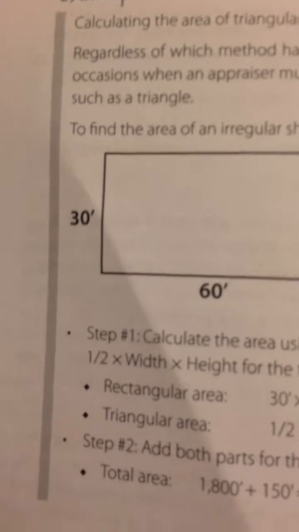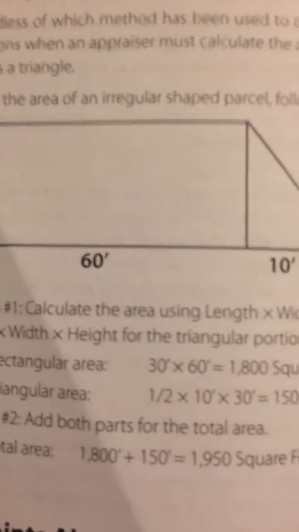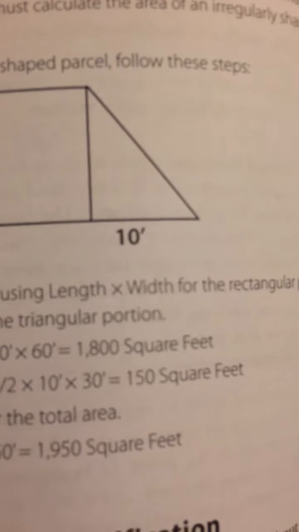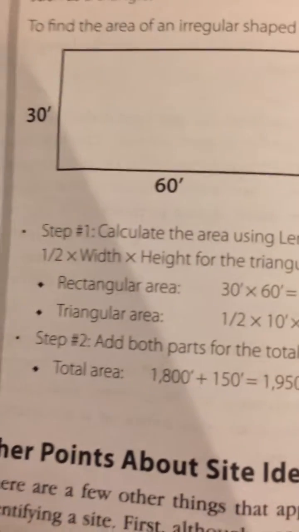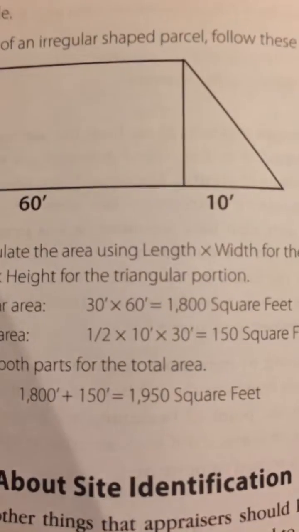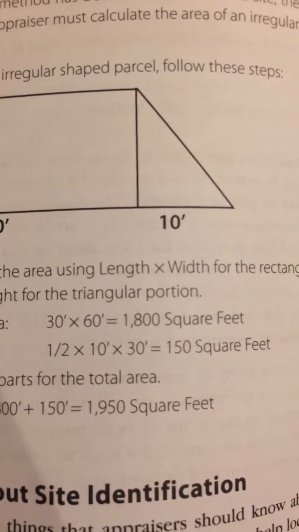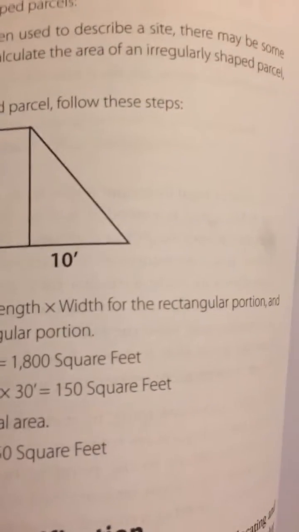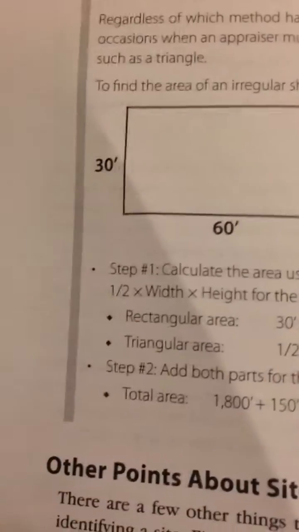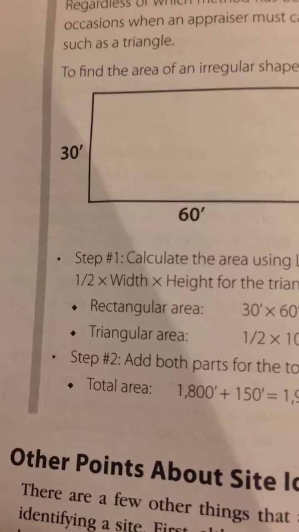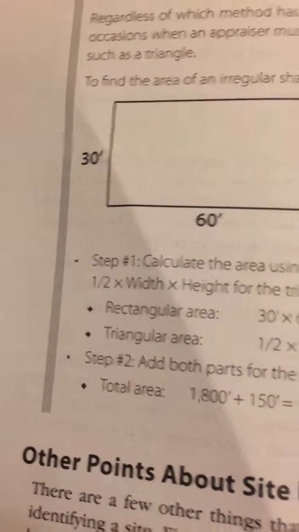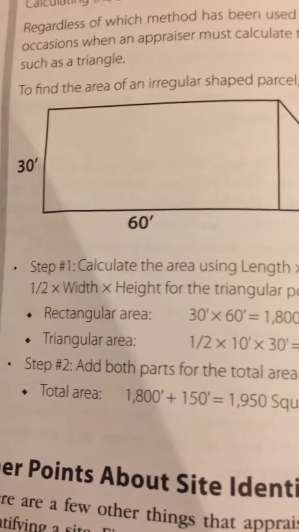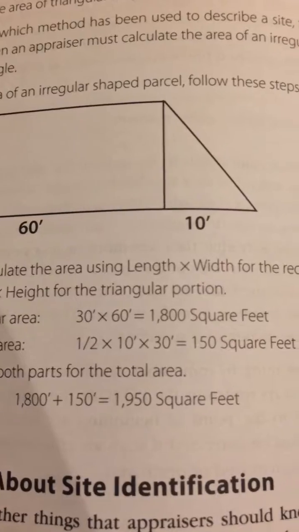So you have a 30-foot width, 60-foot depth, and then it turns into a triangle, so it's 10 feet for the width of the triangle. Step 1: Calculate the area using length times width for the rectangular portion and half times width times height for the triangular portion.